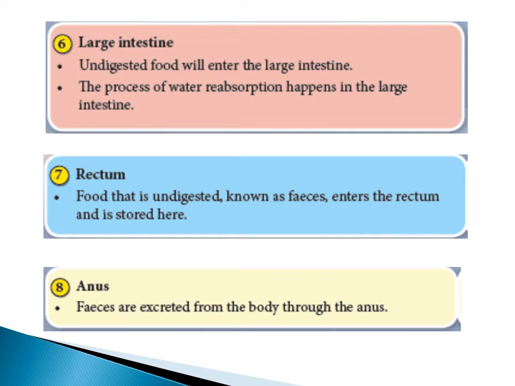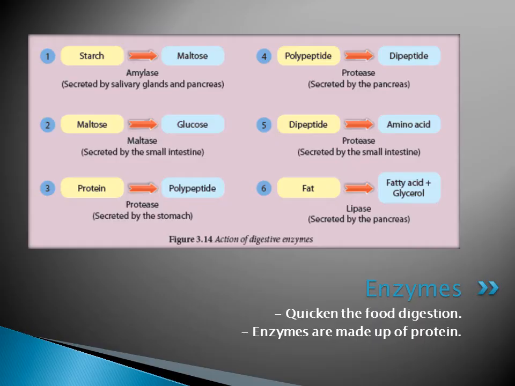So you can see some of the enzymes here. The enzymes are actually proteins and they quicken the food digestions. That's why they are very important. So here one of the enzymes is amylase. Amylase is secreted by salivary glands and pancreas. It converts starch into maltose, or it breaks down starch into maltose. Whereas maltase, the second enzyme secreted by the small intestine, breaks down maltose into glucose.